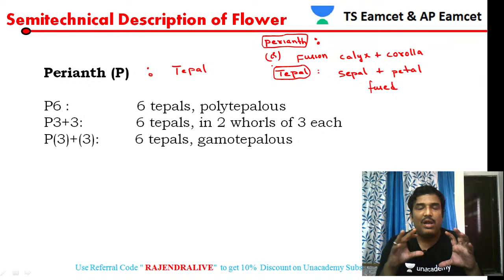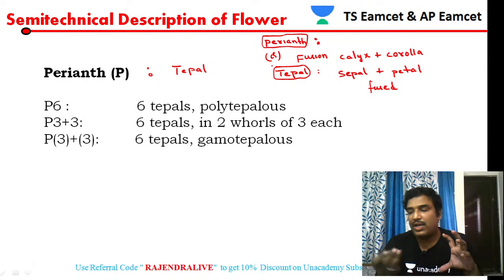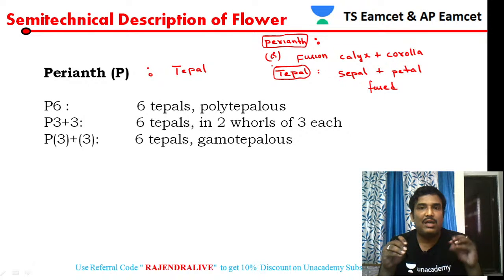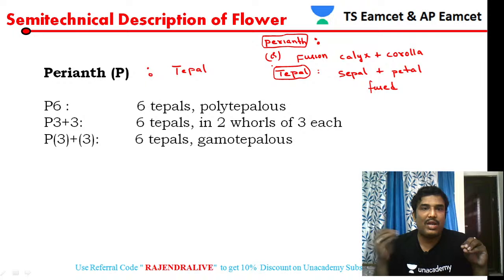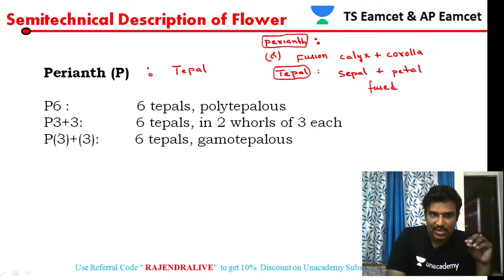It is nothing but Calyx and Corolla together, which is called a perianth. Whereas when sepal and petal are in a fused state, such a condition is called a tepal. Okay, so let us see.